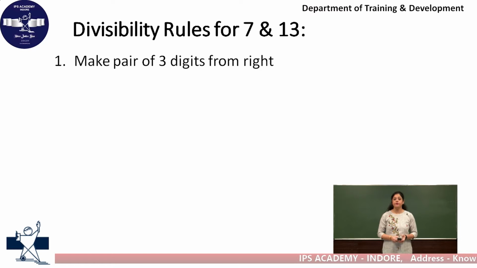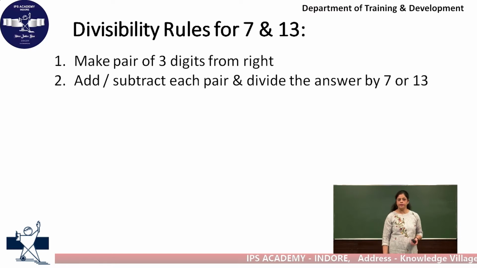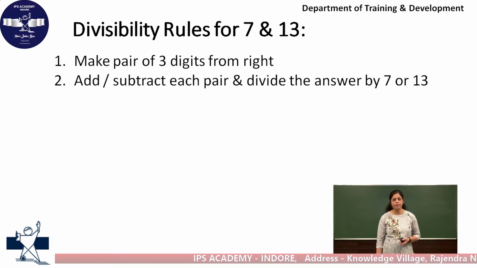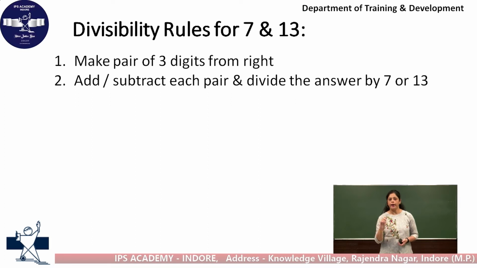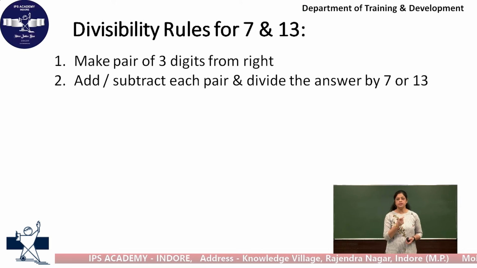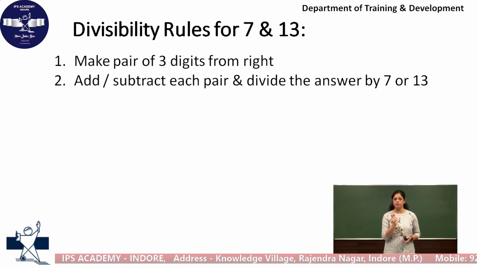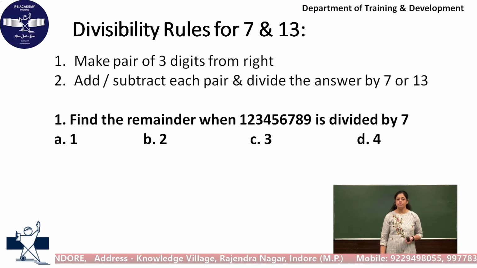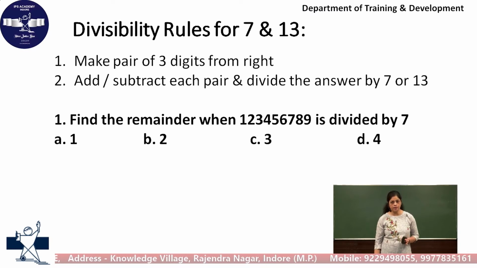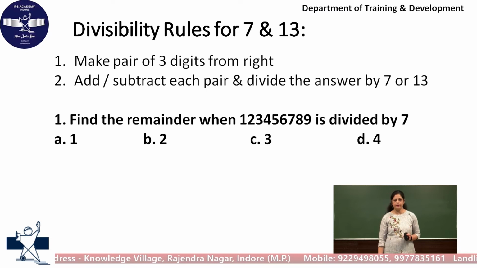Then comes the divisibility rule for 7 and 13. So when the rules for 7 and 13 come, add or subtract each pair and divide the answer by 7 or 13. What you have to do, you have to make pairs of 3 digits, starting from the unit digit. And if the last group has only 1 or 2 digits remaining, you have to add 0s in front of the number to make it a group of 3. Okay? So we have seen this is for 7 and 13. Again, not powers, only 7 and 13.